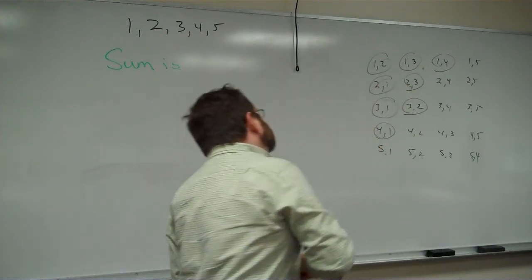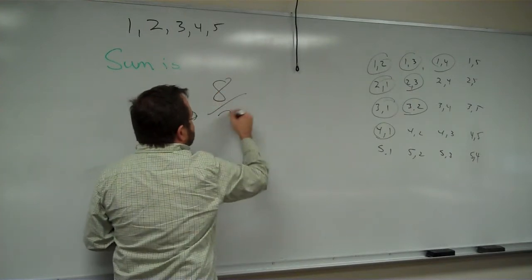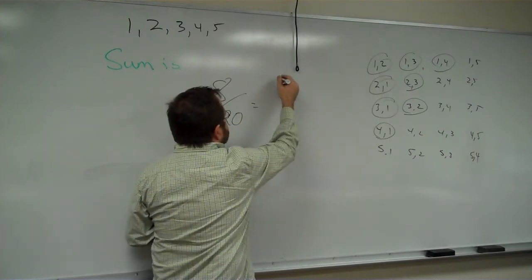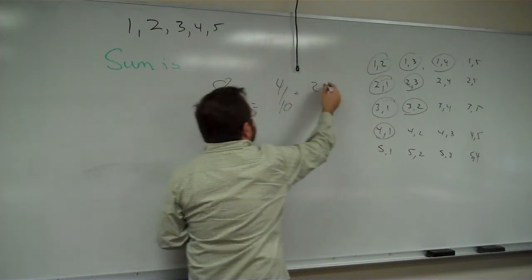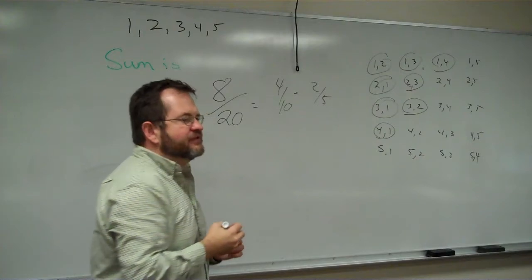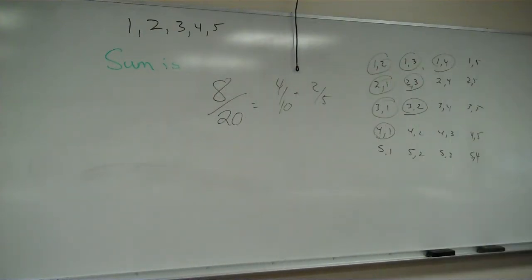Right? So fairly easily I could count that up and say that this is 8 out of 20, which is 4/10. Wait a minute, am I doing this right? Which is 2/5. Is that right? Is that what the back of the book said for this one? 2/5? Okay.